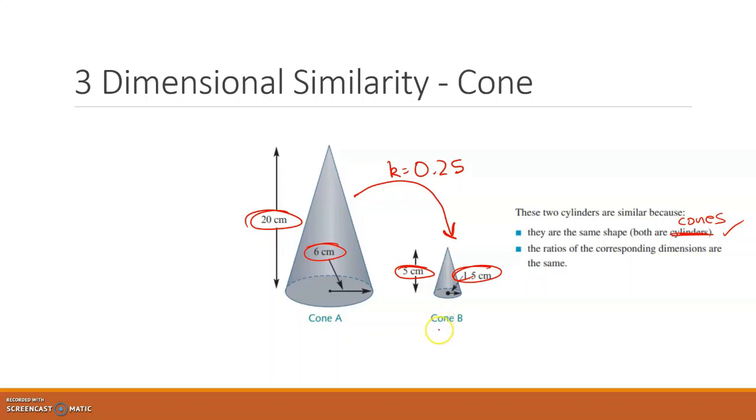We could also say that the scale factor going from cone B to cone A, if we wanted to go back the other way, is 4. K equals 4, because 5 times 4 is 20, and 1.5 times 4 is 6. So we could express the scale factor going in either direction. Whichever we'd prefer to work with is fine. Both of them are correct. So those were some examples.